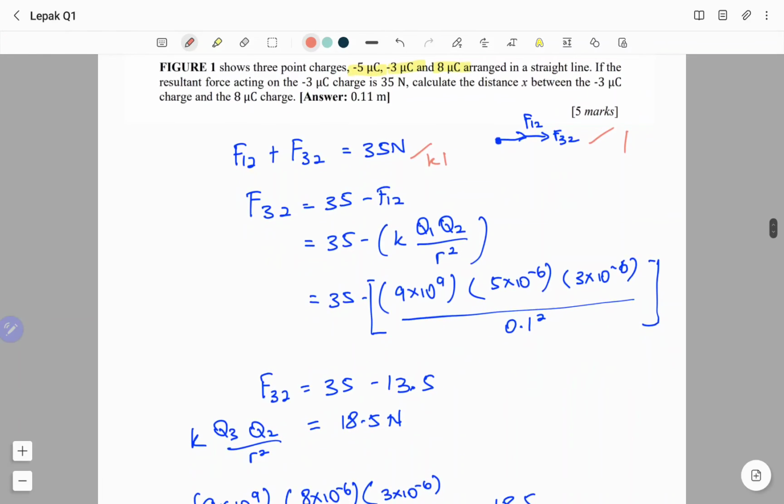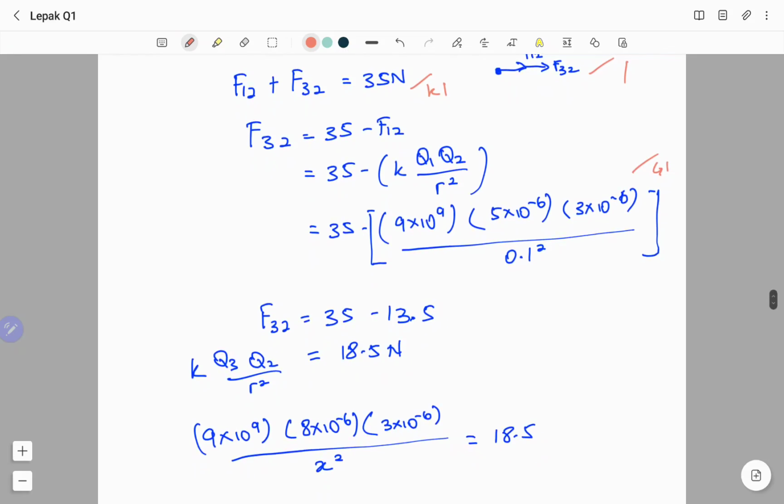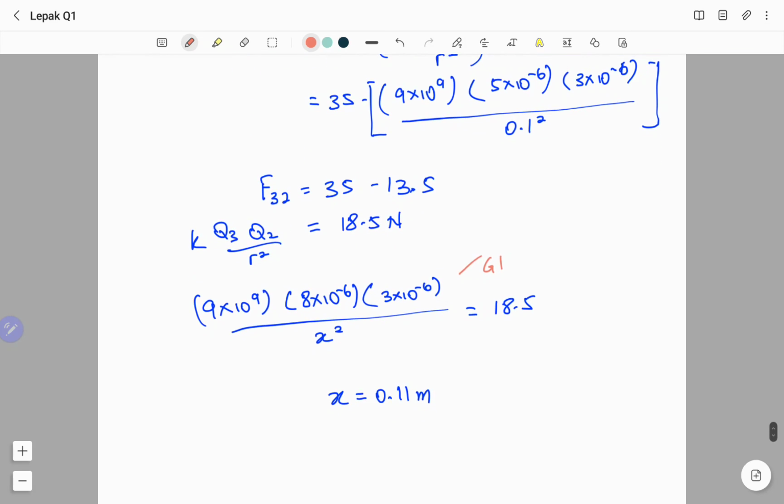Then you replace in the values. Replacement of values, 1 mark. Further down here, same thing, replacement of the values, 1 mark. And then your final answer with unit, 1 mark. So altogether you should get 5 marks.